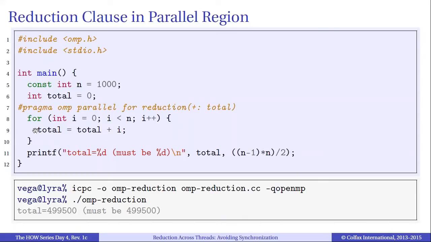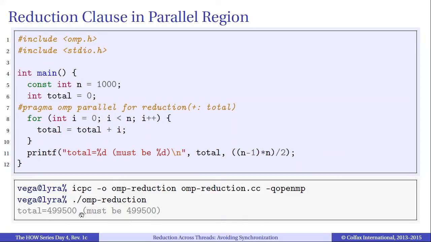Because this is the case, I can use built-in functionality in OpenMP for reduction, and all I have to do is to include the clause reduction and put plus. This is the type of operation for which I'm doing reduction. And then after a colon, I can specify the list of variables on which I do this reduction. In this case, it's just the variable total. So this will make my program parallel, correct, and efficient.